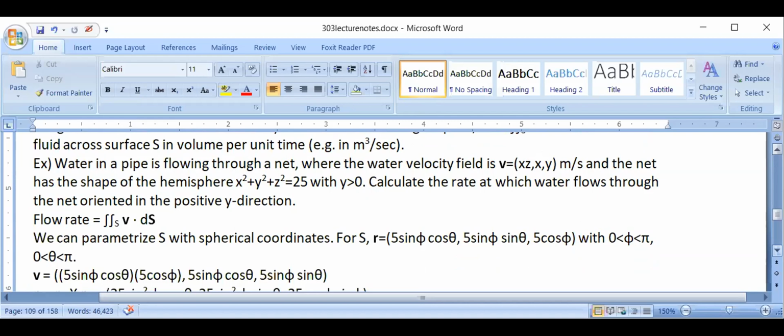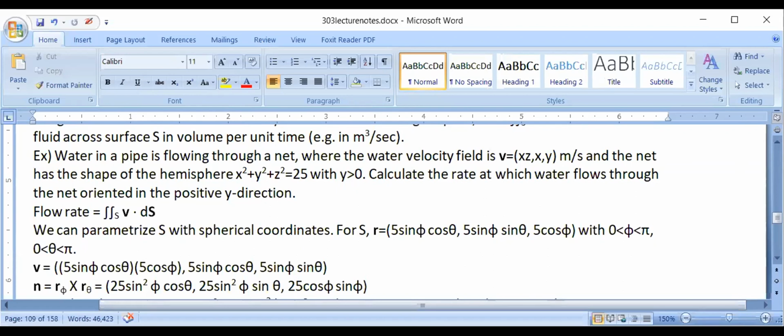However, notice that we've calculated the normal vector for a sphere a couple times. Therefore, on this one, I'm not going to repeat the calculation. I'm just going to borrow from the previous calculation. It's going to wind up being 25 sine squared phi cos theta, comma 25 sine squared phi sine theta, comma 25 cos phi sine phi.